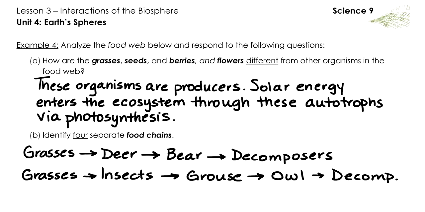Grasses, seeds, berries, and flowers are all producers. They're special because solar energy enters this ecosystem through these organisms, which are autotrophs, via photosynthesis. In this food web, there are multiple food chains. I've identified two, for example, and I'd like to remind you that no matter where you start, you should be at a producer, and no matter where you end, you should be at a decomposer.